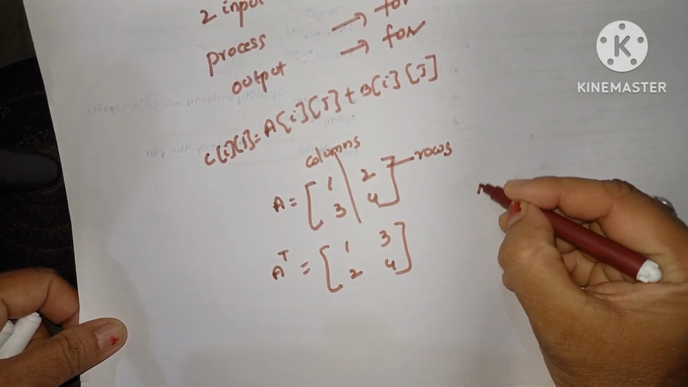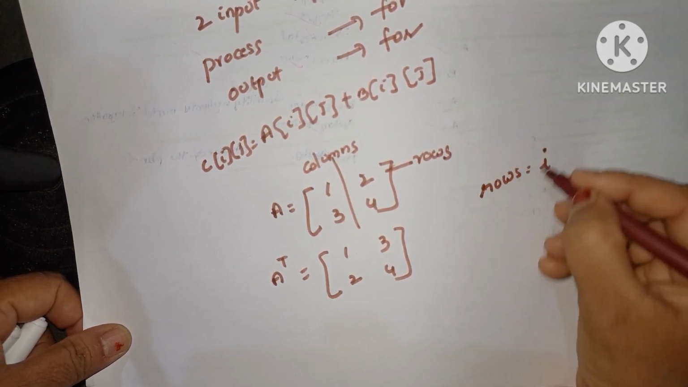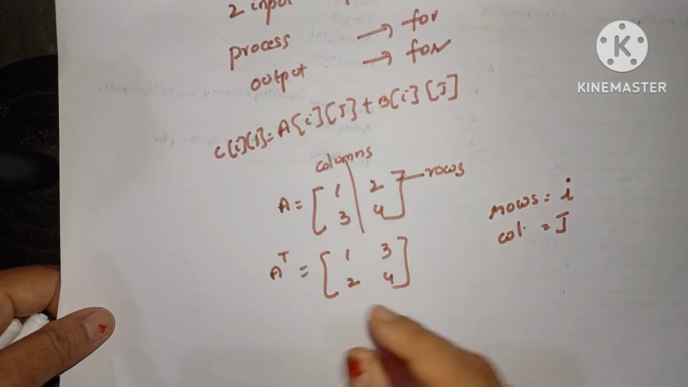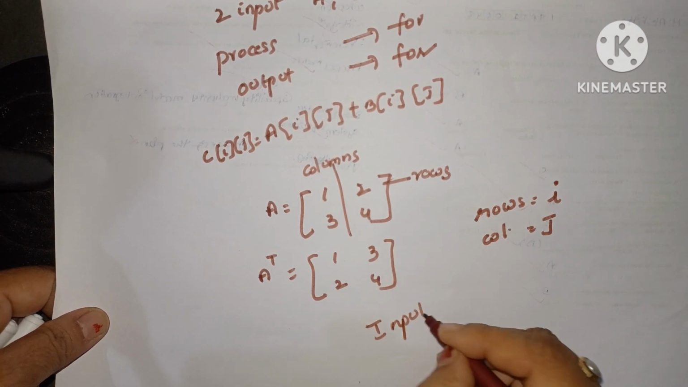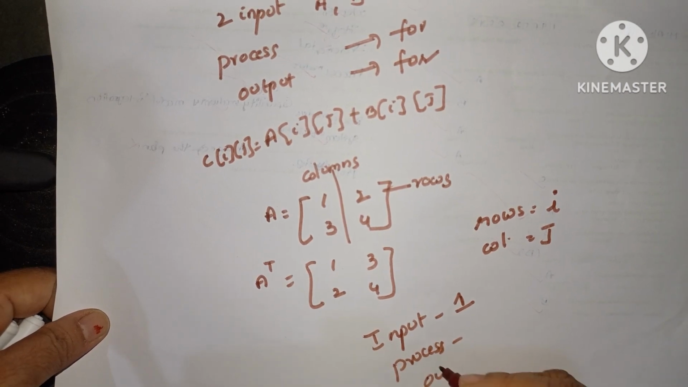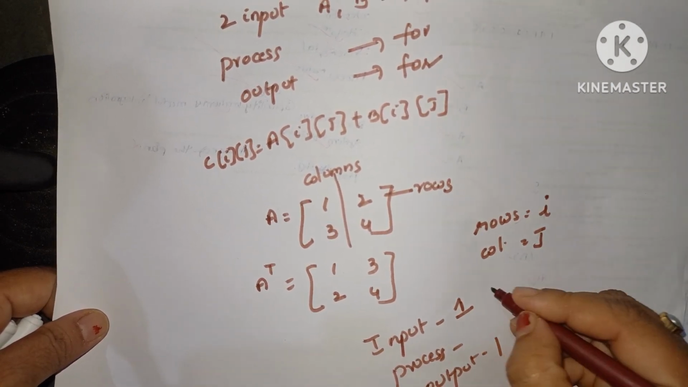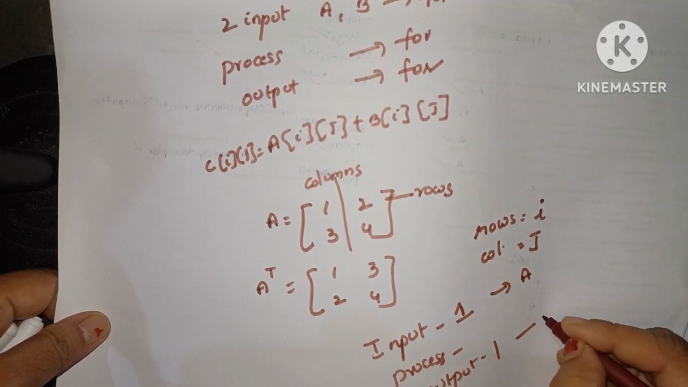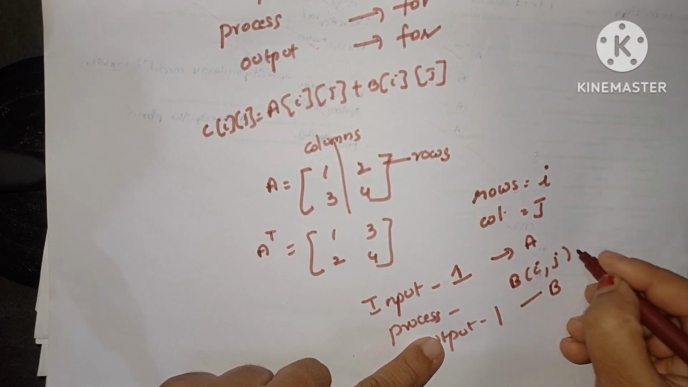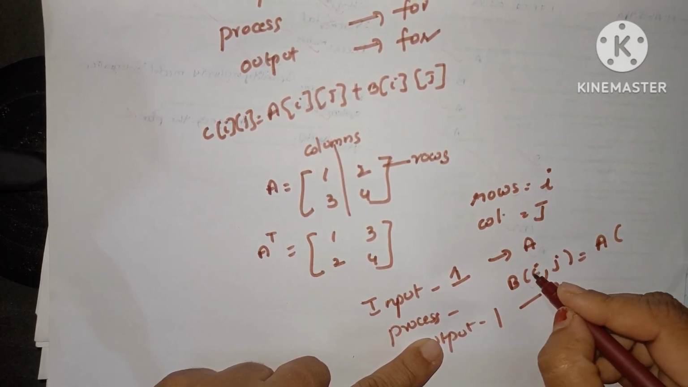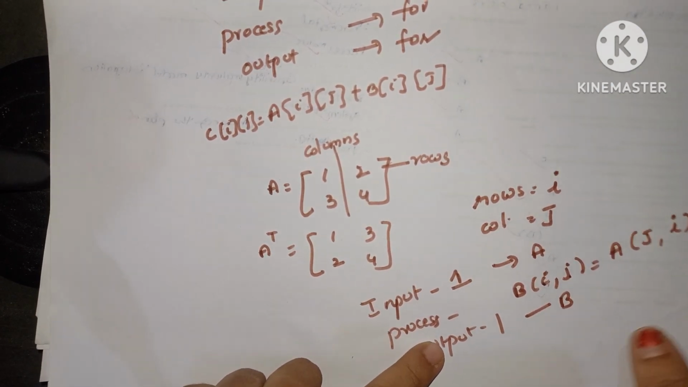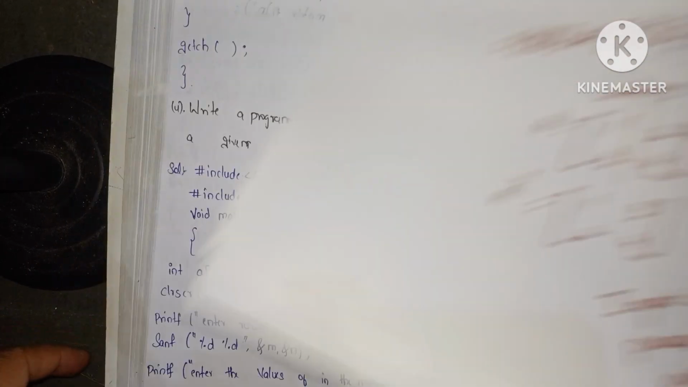Here in the C language program, rows are represented with I and columns are represented with J. Already we know. So how many input matrices do we need? For the transpose of a matrix we need only one input, then process, and only one output is coming. So here the input matrix name is A, the output matrix is B. What is the logic here? If we want to find B of ij, just change it: I for row, J for column, so just change it to A of ji. That means rows and columns are changed. That is the concept of transpose of a matrix.